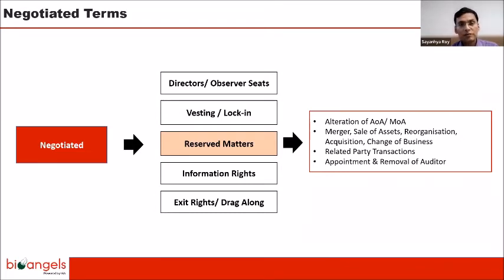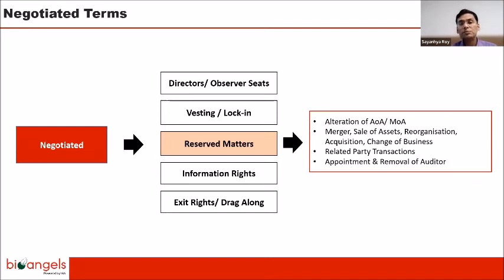A lot of the way in which we have done it has also been sometimes to split those reserved matters into operational matters and strategic matters, and having a much lighter approach to operational matters when it comes to how they are passed in an AVM, and having a more stringent approach to a strategic matter in regards to the same. So effectively, reserve matters are required to ensure that the company does not make a decision that is detrimental to the investors' rights, either financial or otherwise.